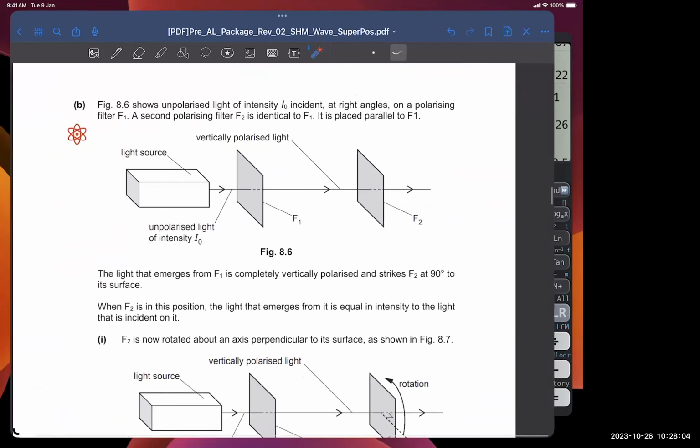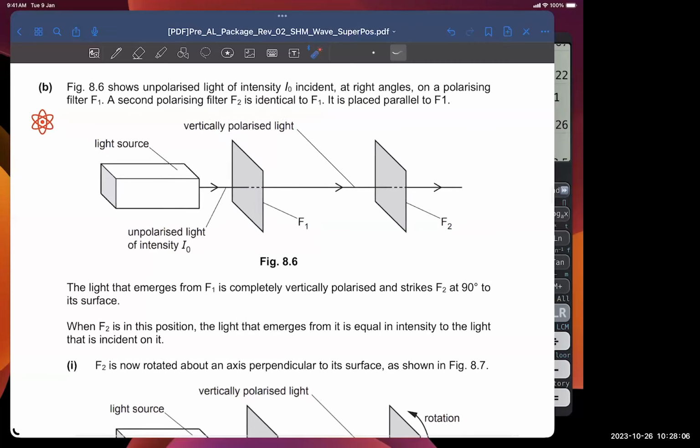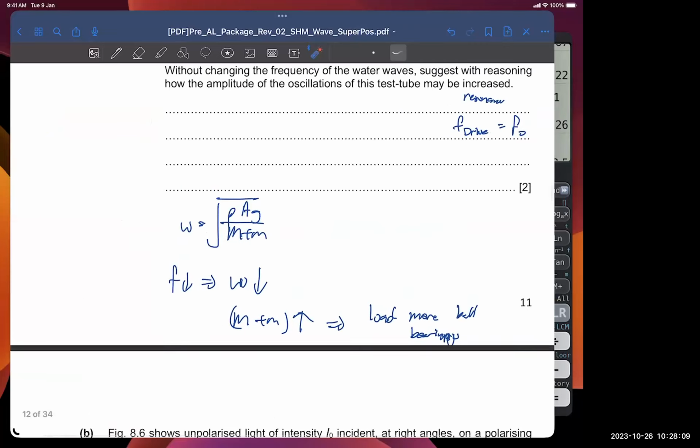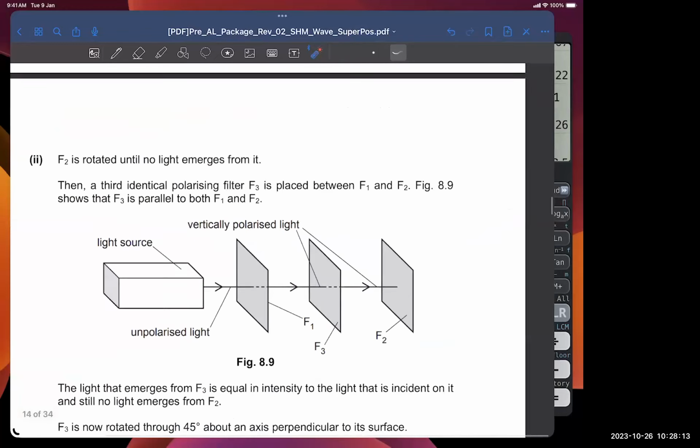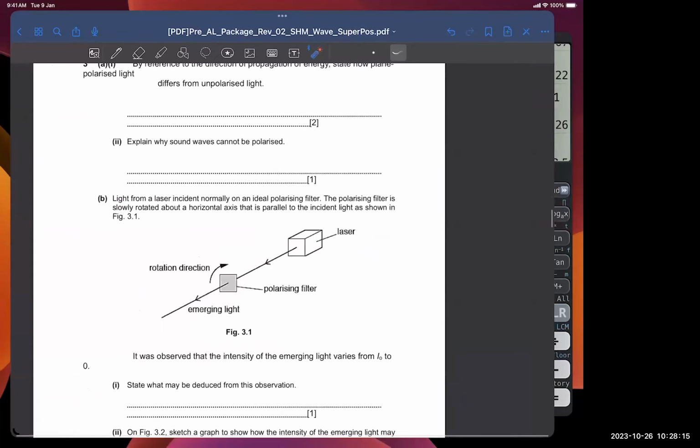Polarization. Okay, so this is a long question. I think this is only part A. So I think this is a 20 mark question. 20 marks. Yeah, it goes on for a long time until here.